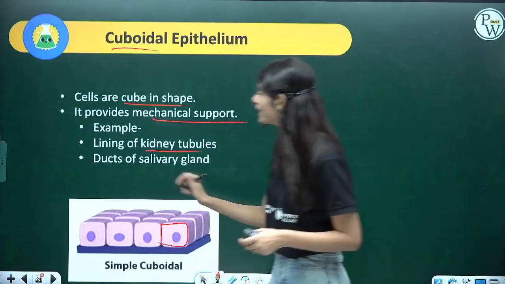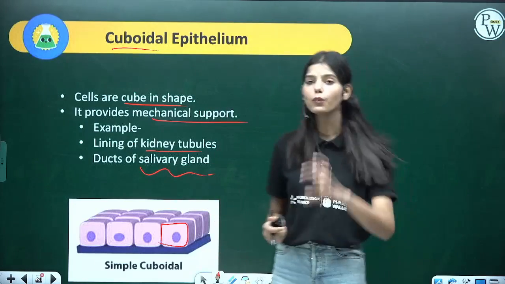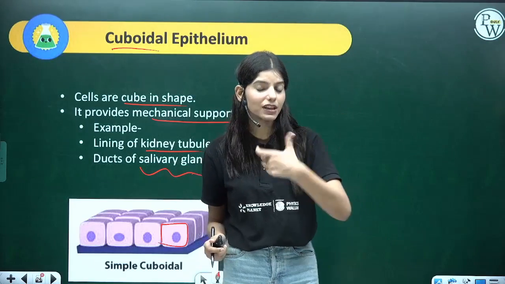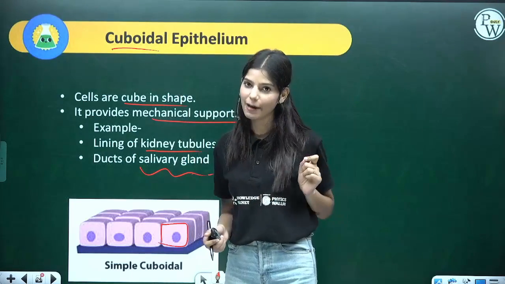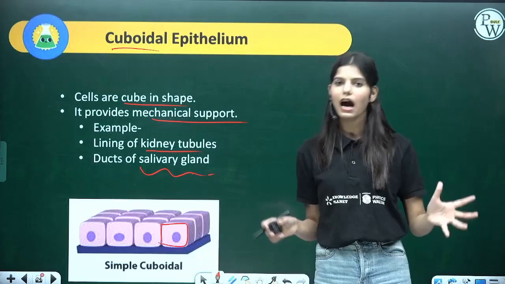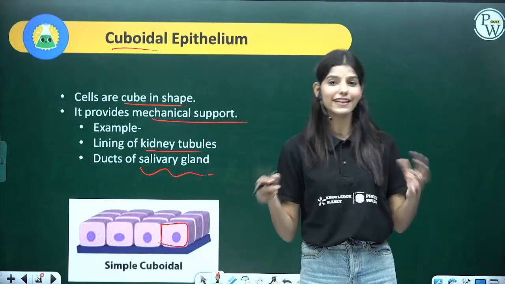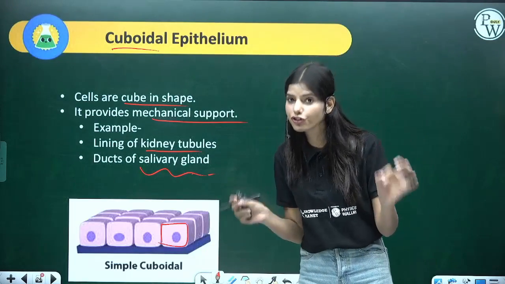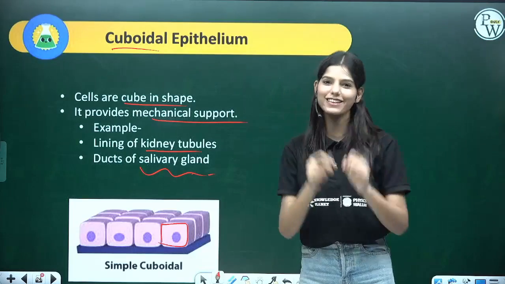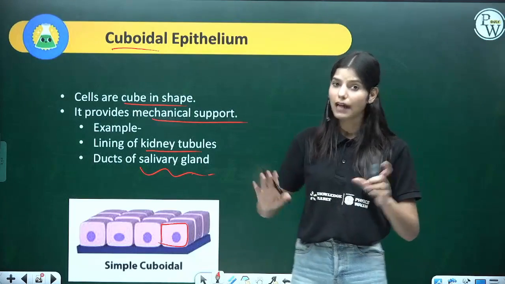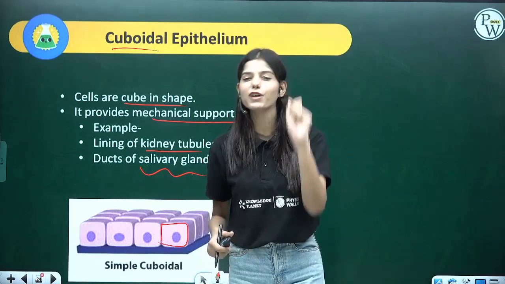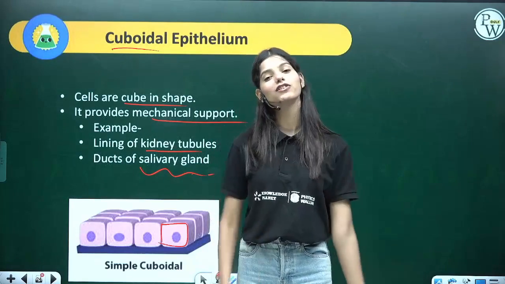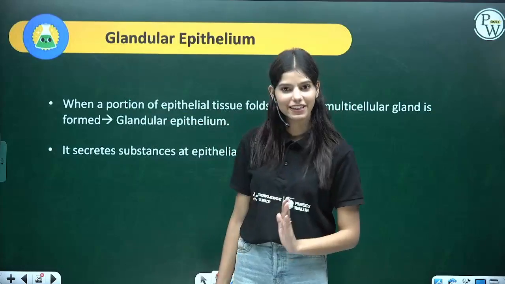Also they are present in the ducts of the salivary glands. We have 3 salivary glands in our mouth, and their ducts are supported by this cuboidal epithelium. And how exactly are their cells so distinctive? Because they have the special cubical shape. Okay guys, now we have talked about 4 types of epithelium. Let's talk about one more special type of epithelium which is called glandular epithelium.